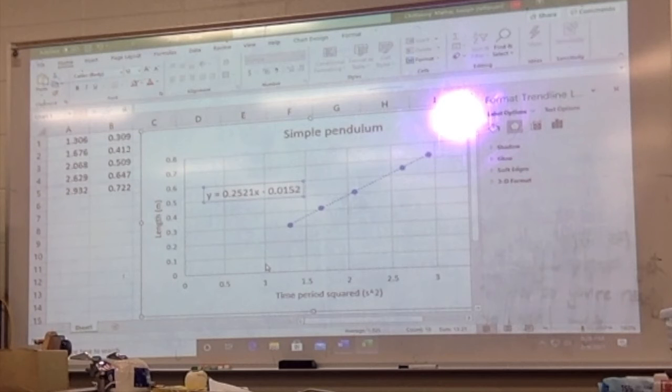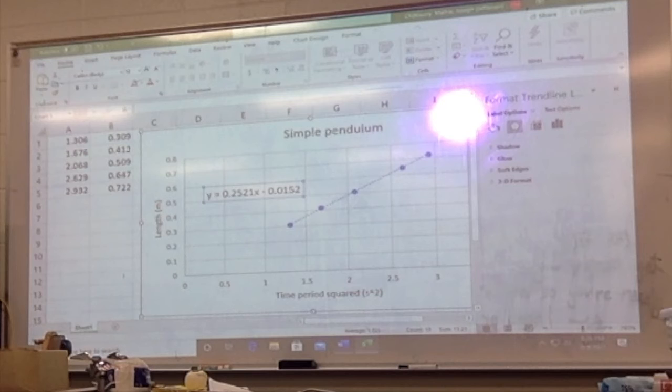What's the value of slope? Y equal to mx plus b. M stands for slope. So the slope is 0.2521. That's what the slope is, and that is the only number you need from this graph. But before you exit this graph, how do you take it to your Word document?